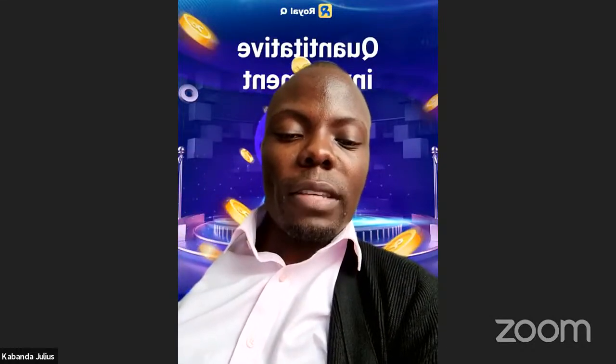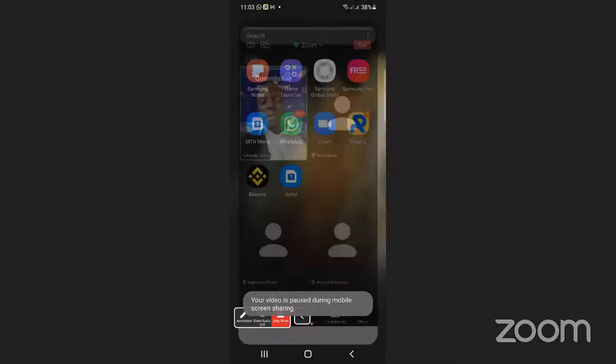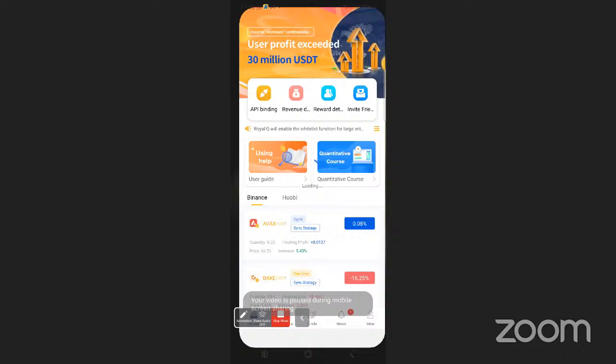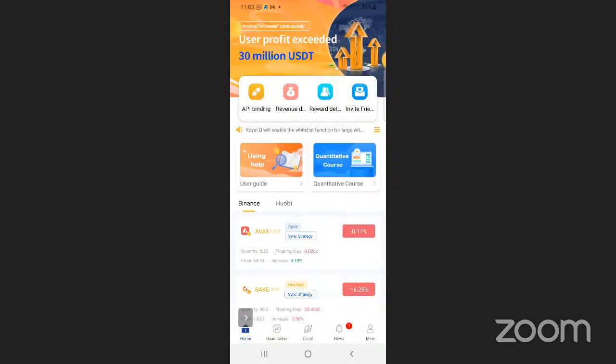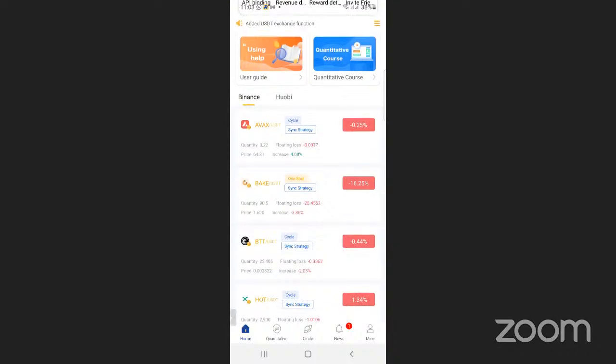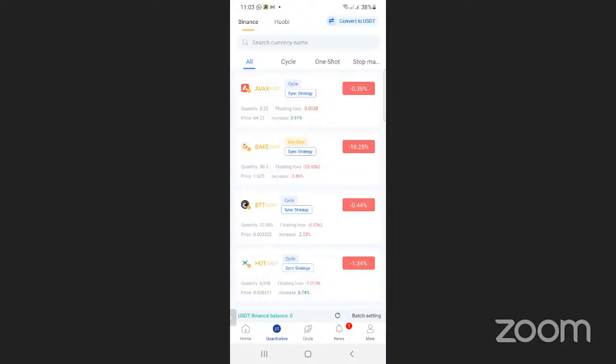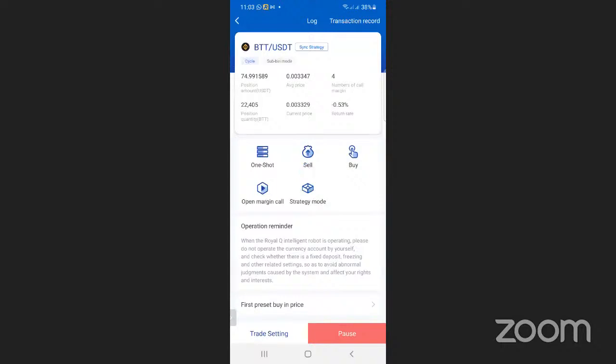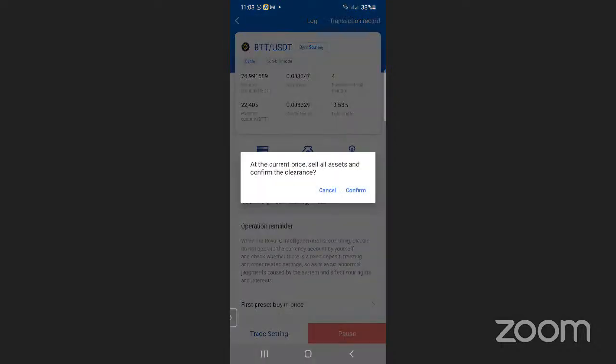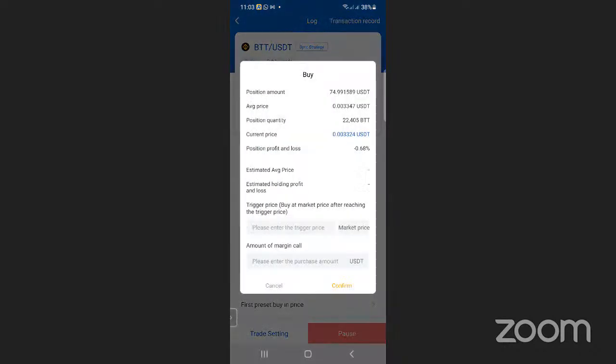Let me make it clear for you, Xavier. Look at this. What is manual selling and what is manual replenishment? For example, if I come here on my quantitative and pick this coin and I sell manually, I'm selling at the current price. If you sell at the current price, you are making a loss. You are personally forcing the robot to sell. What is manual buy? Manual buy is what you call manual replenishment.